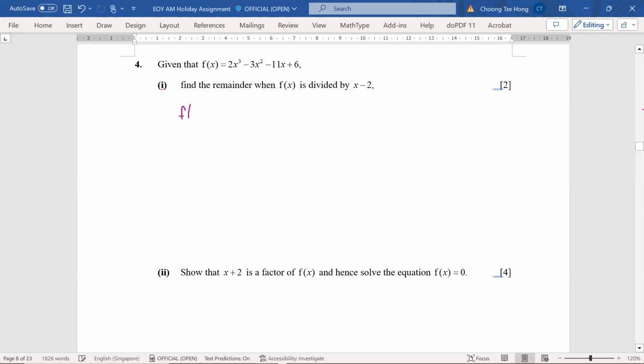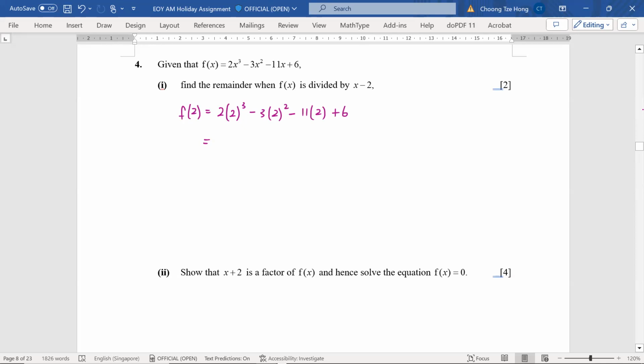So f(2) equals 2, we replace all the x with 2, so 2 times 2 cubed minus 3 times 2 squared minus 11 times 2 plus 6. You can just do the computation. Like what I mentioned, we try to do intermediate steps to avoid making mistakes, compared to keying in everything in one shot.